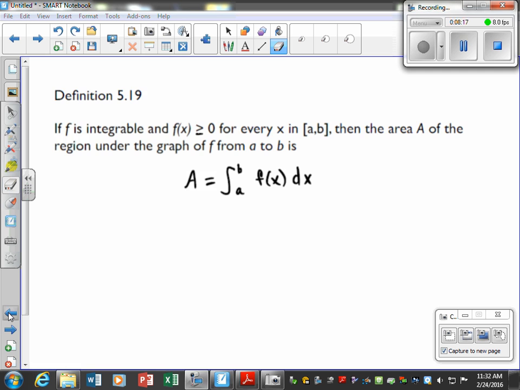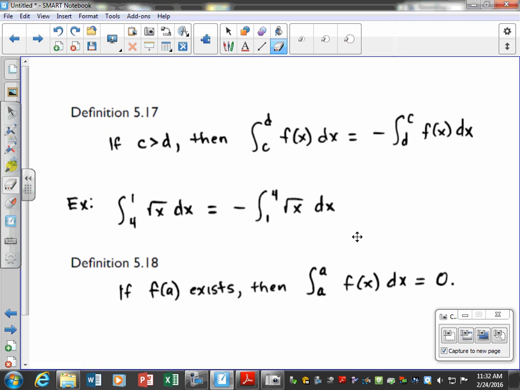Okay, I don't remember if I explained that too much over here, but basically if this lower limit is bigger than the upper limit, we can reverse the order of those and pull a negative out front. Also on this one, it's pretty intuitive. If a and a, if these are the same numbers, when you subtract, you're going to get 0.